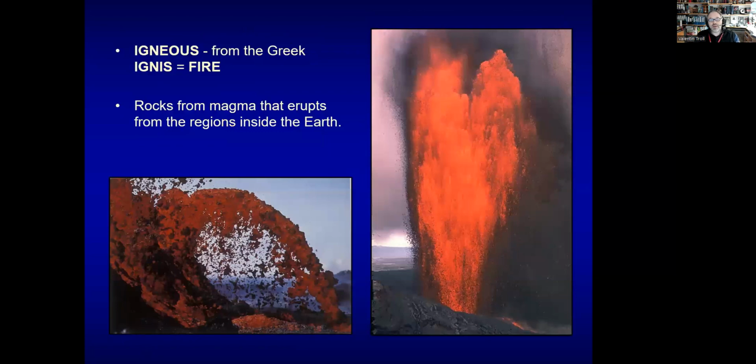So let's talk a little bit about different igneous rocks and how they form. As I said, igneous comes from Greek and its meaning is fire. So these are rocks that form from magma that comes from inside the earth, magma that comes to the surface and then erupts, usually as lava or pyroclastic material. That is what we regard as igneous rocks.